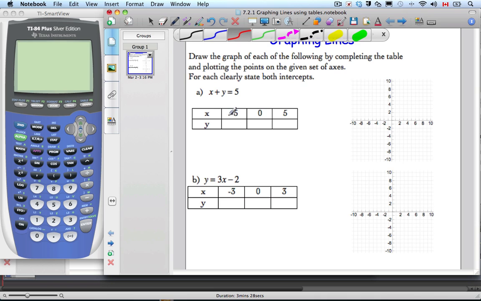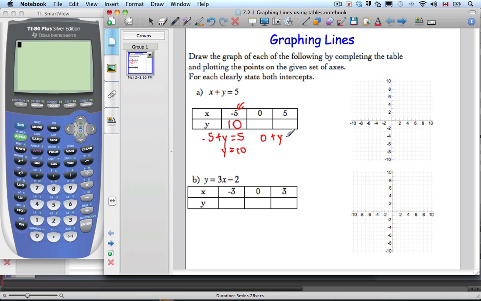We have the equation x plus y equals 5, and I'm going to substitute in x to be negative 5. So I have negative 5 plus y equals 5. That gives me y to be? I'll add 5 to both sides, and I get 10. So y equals 10.